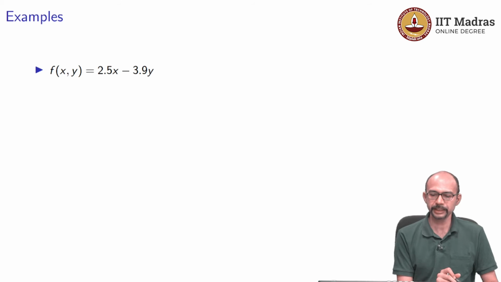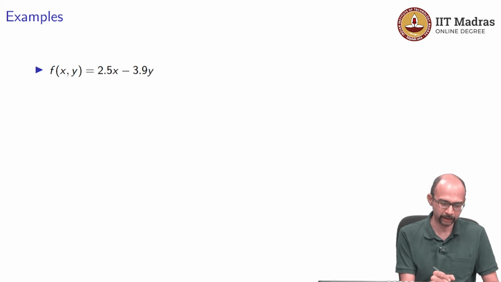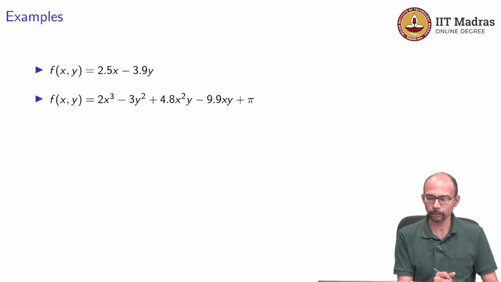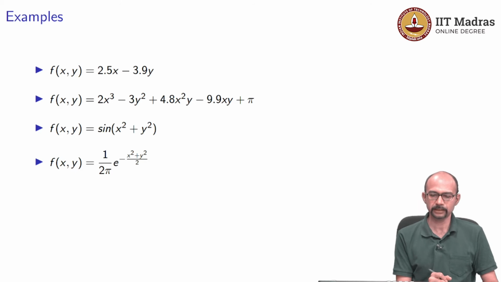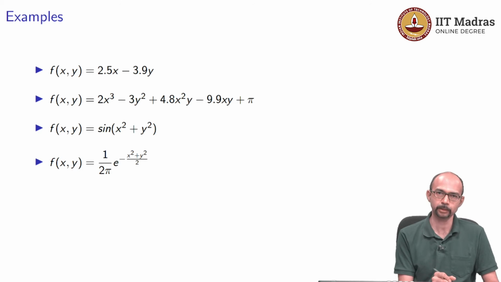So here is a linear function. This is a scalar valued function from R2 to R, 2.5x minus 3.9y. Here is a polynomial: 2x cubed minus 3y squared plus 4.8x squared minus x squared times y minus 9.9xy plus pi. Here is a slightly more complicated function, sine of x squared plus y squared. Here is an example that you may actually have seen in statistics. So this is f of x, y is 1 over 2 pi e to the power minus (x squared plus y squared) divided by 2. This is the bivariate normal distribution, in case that rings a bell.